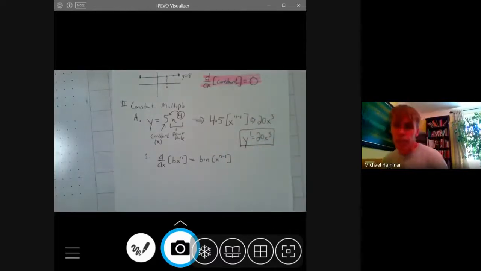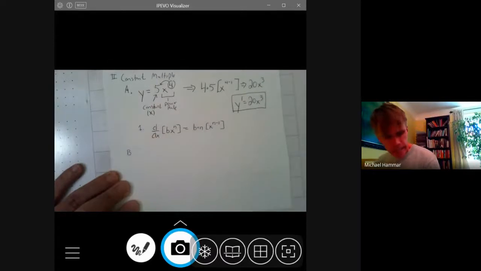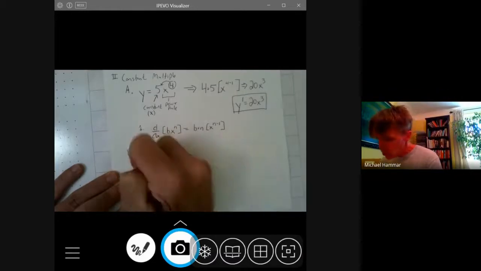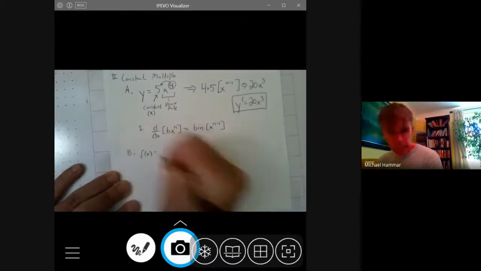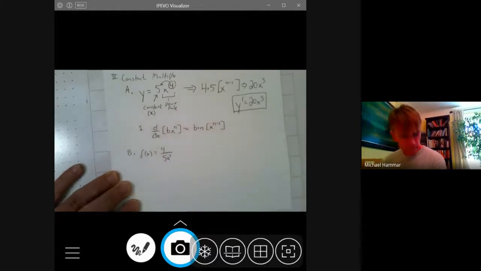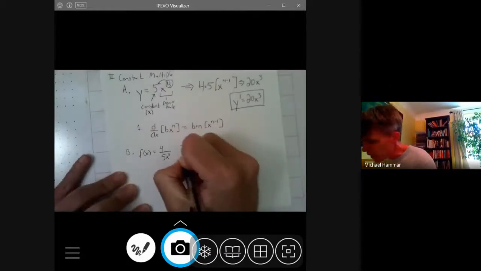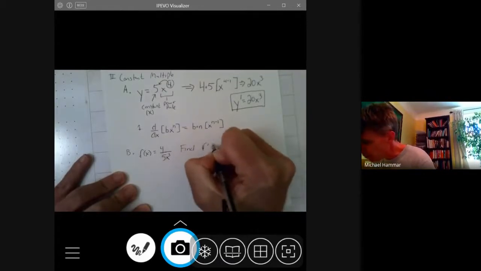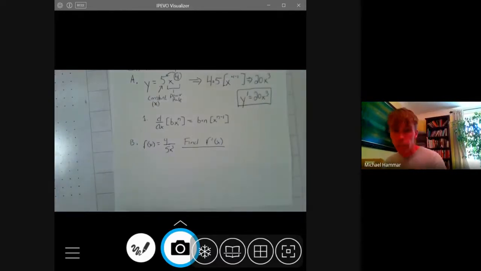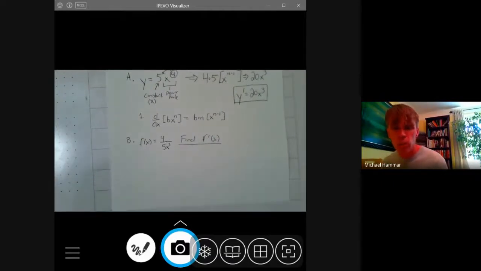Now, sometimes it isn't as clear that you're using the constant multiple rule. So let me give you an example that might not look like the constant multiple rule, but it actually is. So let's say I give you f of x equals 4/5 over x to the 3rd. Okay, so it's 4 over 5x to the 3rd. I want you to find f prime of x. Well, what do you do with this one? So let's take a look at kind of how we have to morph this to use the rules that we do have.